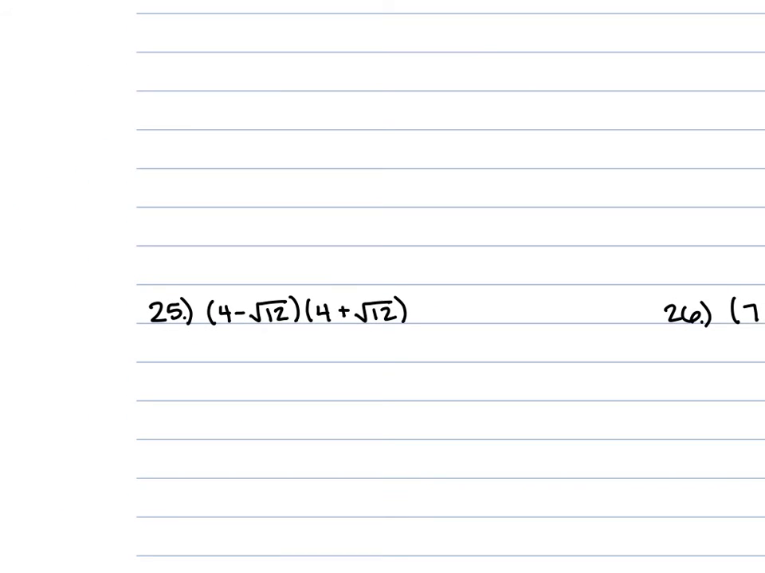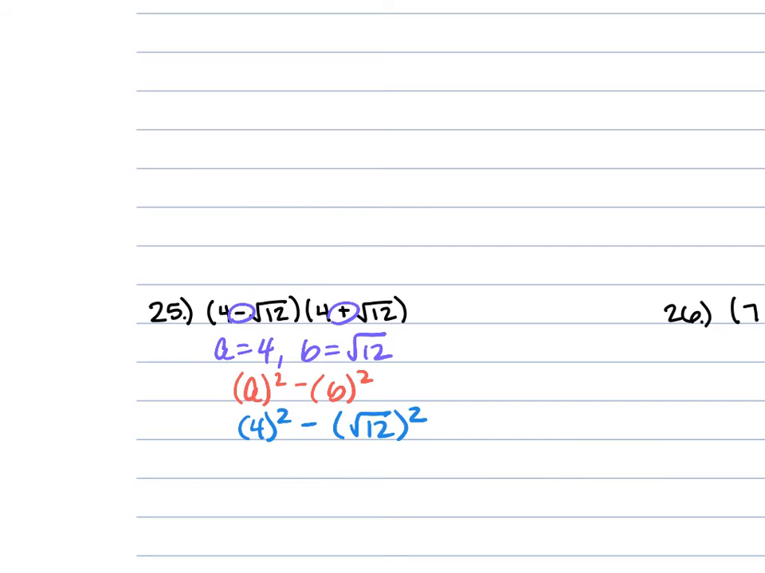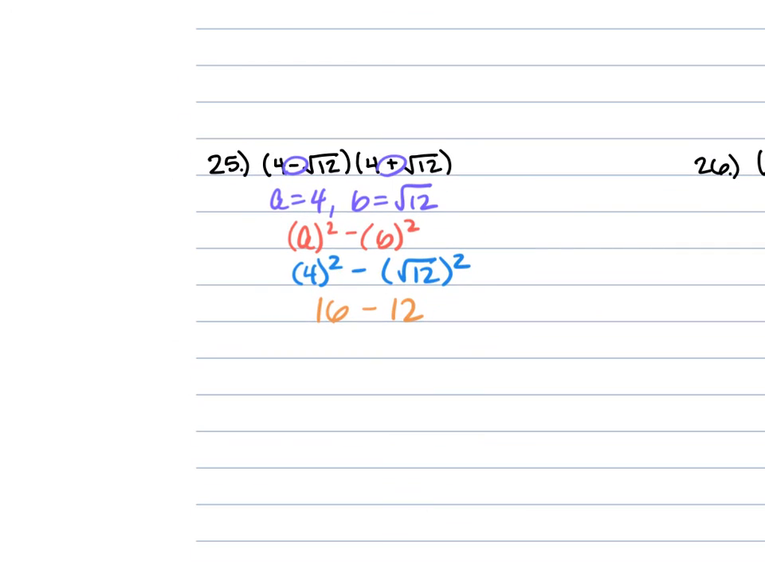For 25, we have 4 minus the square root of 12 times 4 plus the square root of 12. We can tell that this is a difference of squares here. So our A is 4, our B is the square root of 12. We can then use A squared minus B squared. So this is going to give us 4 squared minus the square root of 12 squared. 4 squared is 16. The square root of 12 squared is just 12. 16 minus 12 is going to give us 4 for our solution.